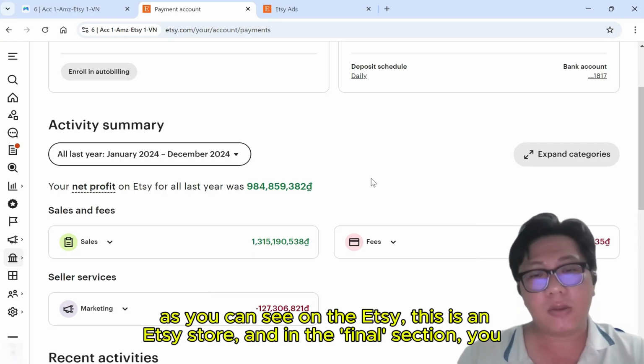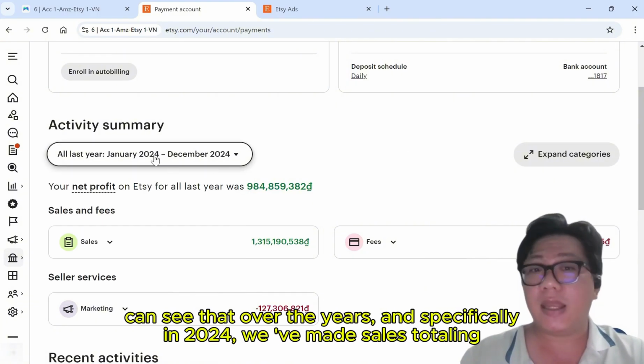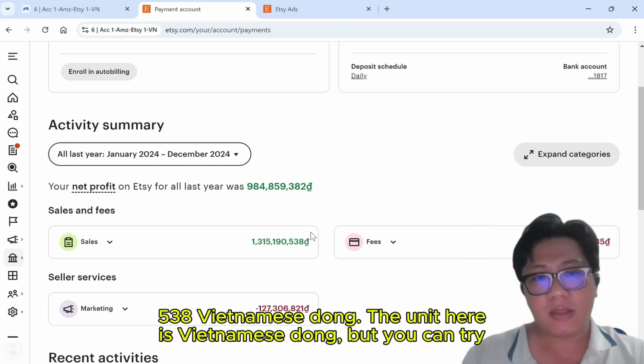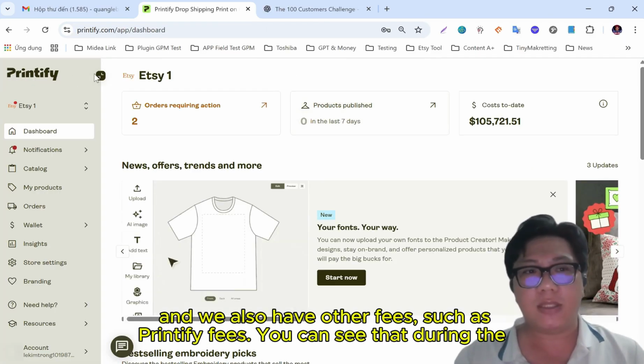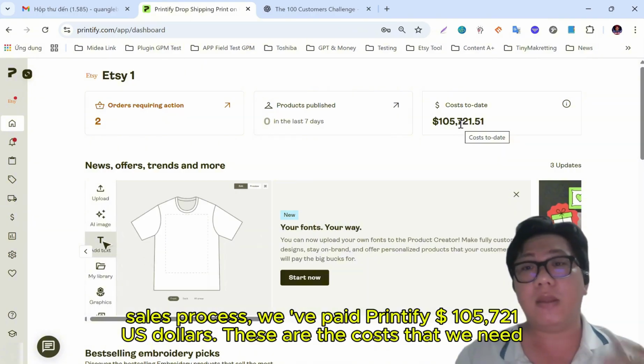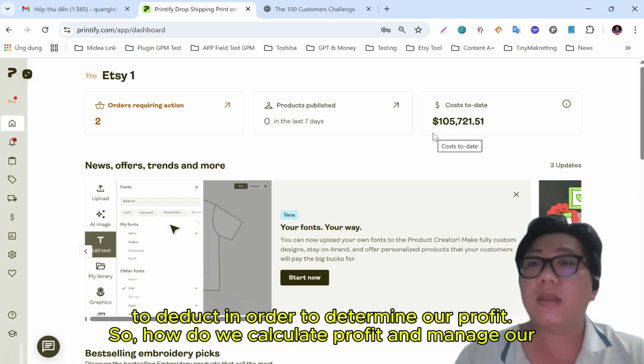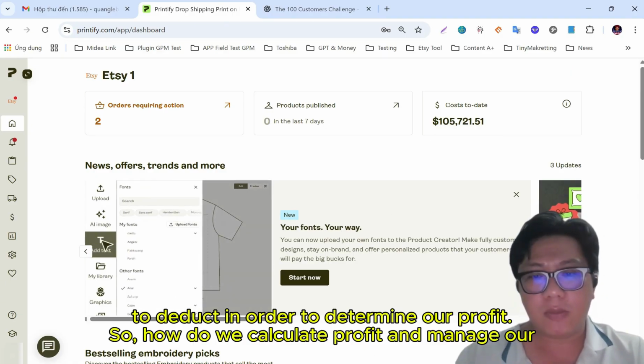Now, as you can see on the screen, this is an ESC store, and in the final section, you can see that over the years, and specifically in 2024, we've made sales totaling 1,315,190,538 Vietnamese dong. We also have other fees such as Greenify fees. You can see that during the sales process, we've paid Greenify 105,721 US dollars. These are the costs that we need to deduct in order to determine our profit.